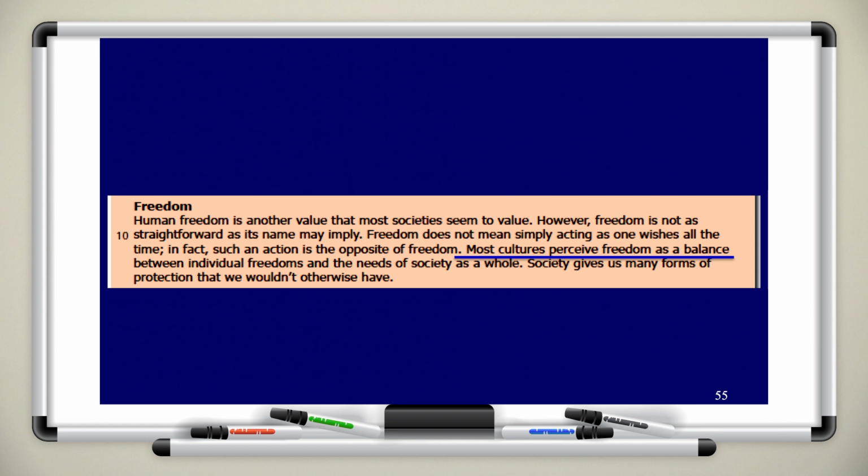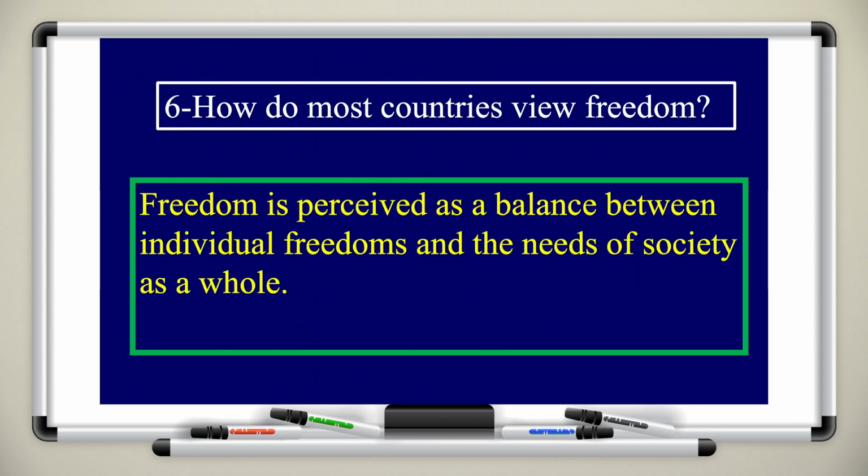And if you skim very quickly, you will find that most cultures perceive freedom as a balance between individual freedoms and the needs of society as a whole. And here we have our answer. How do most countries view freedom? Freedom is perceived as a balance between individual freedoms and the needs of society as a whole.